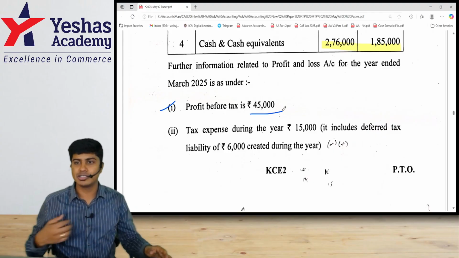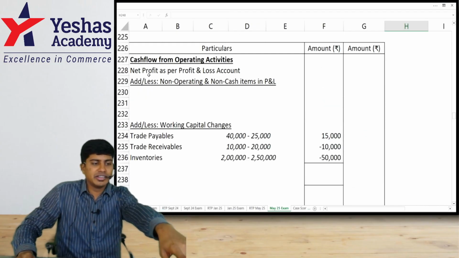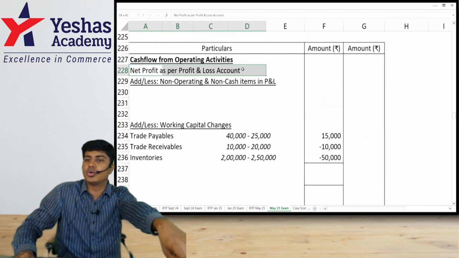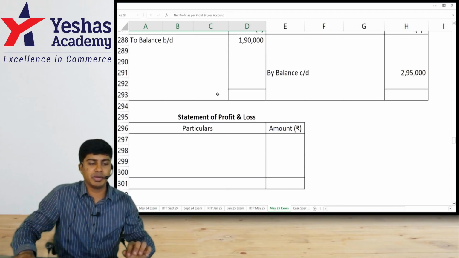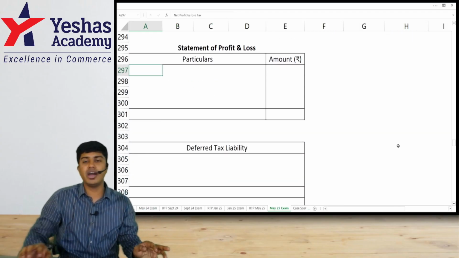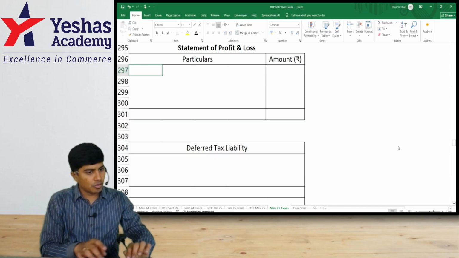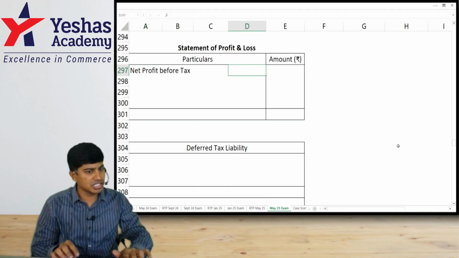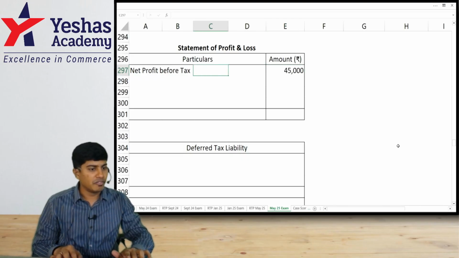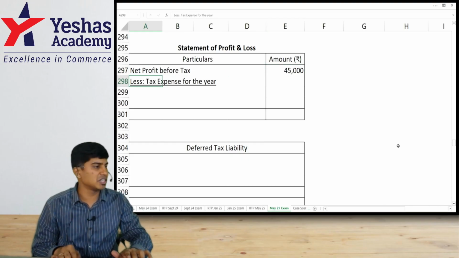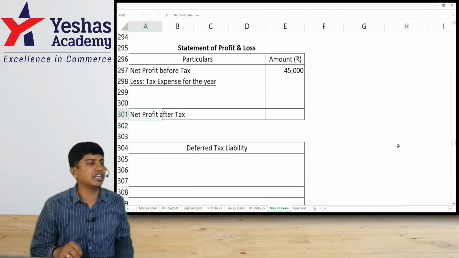They have given before tax. So I would not write it here. Here my answer will be net profit after tax only. So I'll prepare one more statement here. This is extended part of our statement of profit or loss. I would have to write net profit before tax. What is given in the question? How much? Very good. From this, I would deduct tax expense for the year. Then I will get net profit after tax.